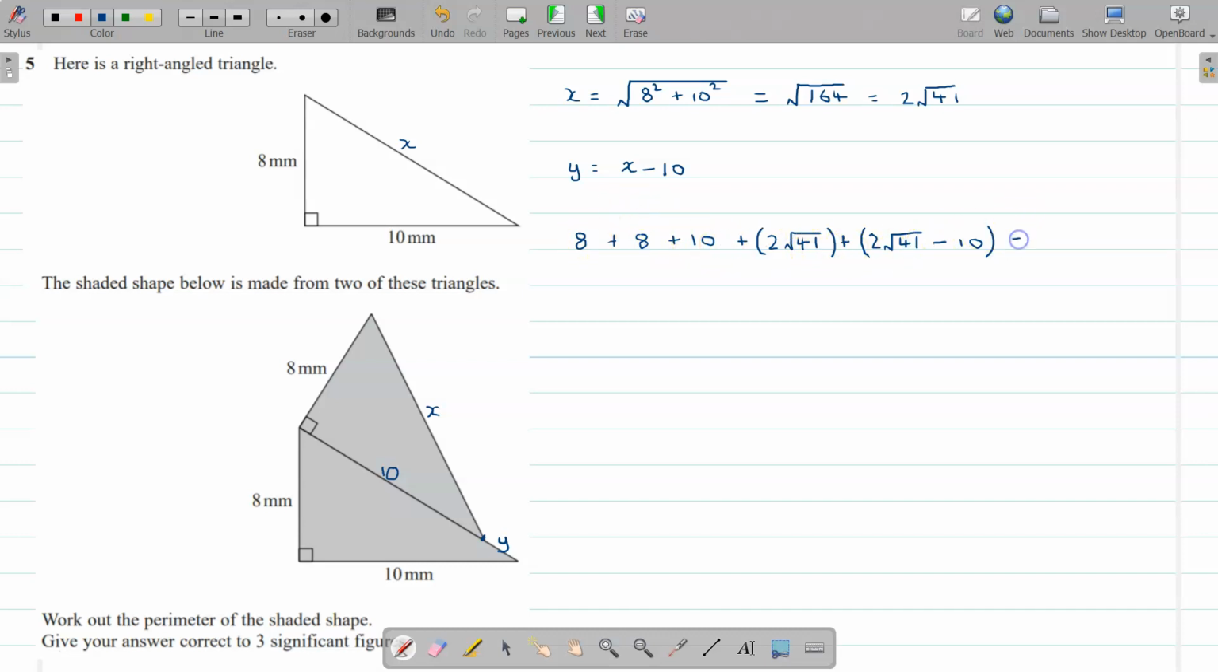Put that in the calculator and you get 41.6 millimeters to 3 significant figures. Okay, and that's the answer to that. And it says at the bottom, give your answer to 3 significant figures.